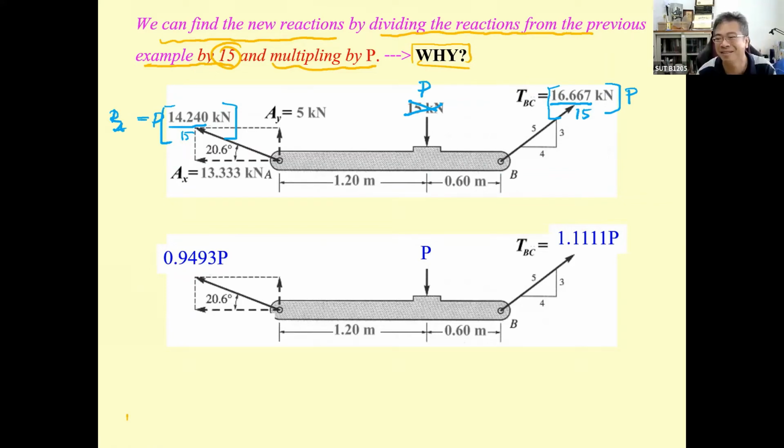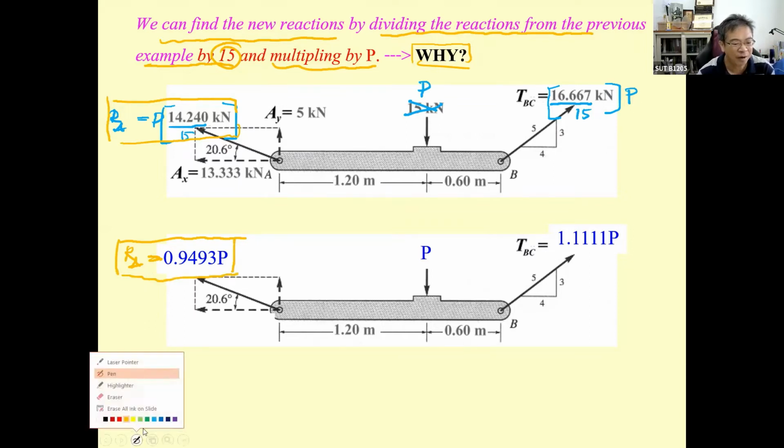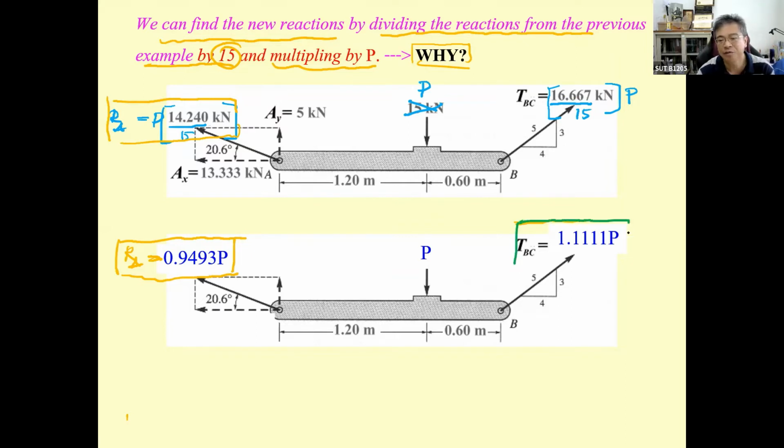So you can just do this computation, and then what we have is the R sub A. By doing this, you get R sub A equal to 0.9493, 14.24 divided by 15. You get this one, and the other one over here, 16.667 divided by 15. You get this one. You get this T sub BC. Oh, sorry, I didn't get this one. Okay, you get this force.